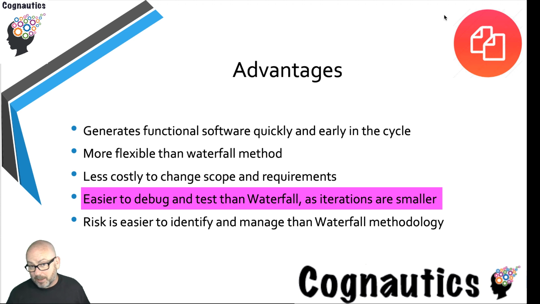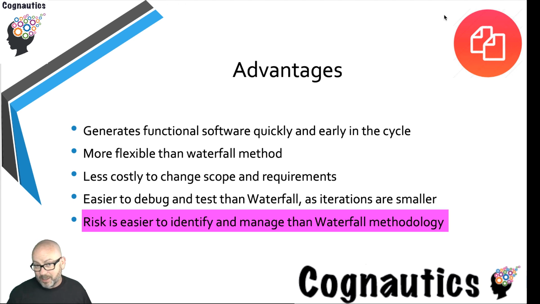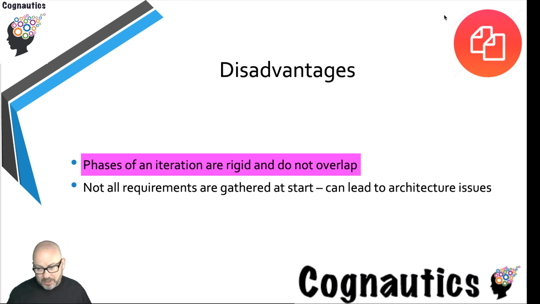It's easier to debug than waterfall because the iterations are smaller. So therefore, it's easier to find problems and it's easier to put them right. It's also easier to see risks in advance because the iterations are smaller and therefore easier to manage than in the waterfall system. It comes with its disadvantages, which are again very similar to the waterfall system's disadvantages. It's a rigid system, the phases don't overlap, so you have to go back stages if something goes wrong.